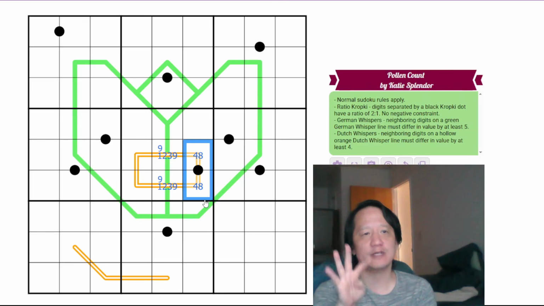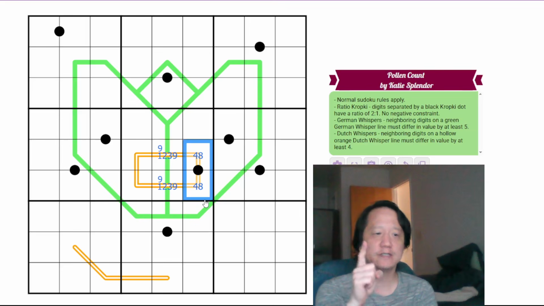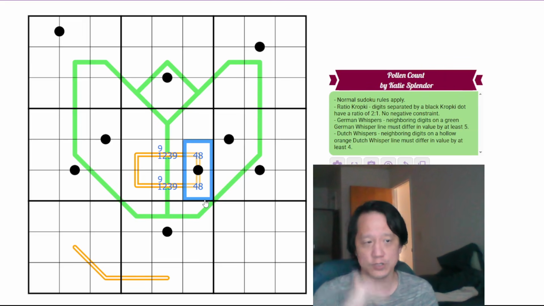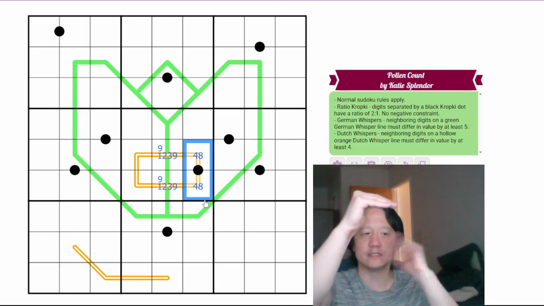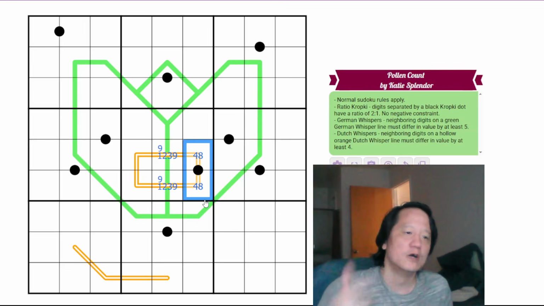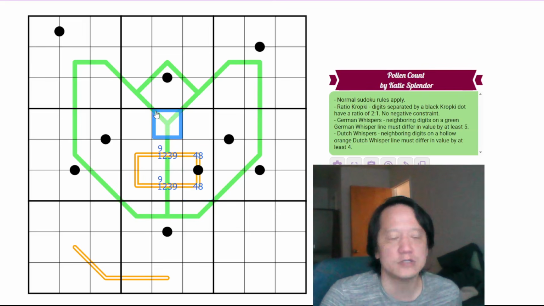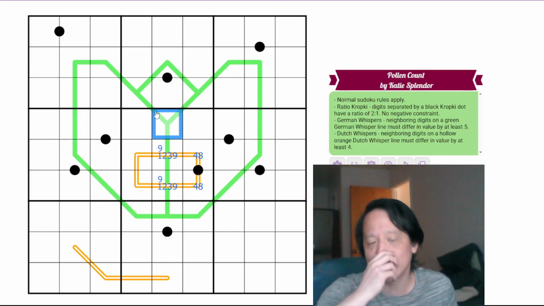And what digits can be next to a high digit, which is 6 through 9? Well, 6 can be next to 1, 7 can be next to 1 through 2, 8 can be next to 1 through 3, and 9 can be next to 1 through 4, all of which are low digits. So next to a low digit must be a high digit, next to a high digit must be a low digit. That's why we know on a Whisper 5 line, you'll always alternate between low digits and high digits.